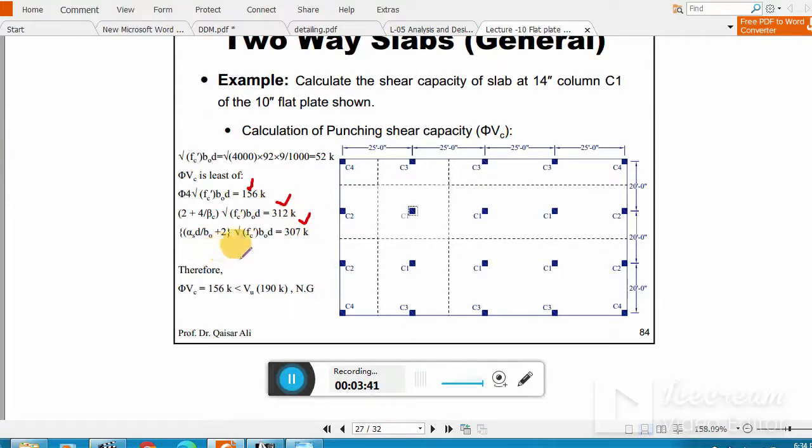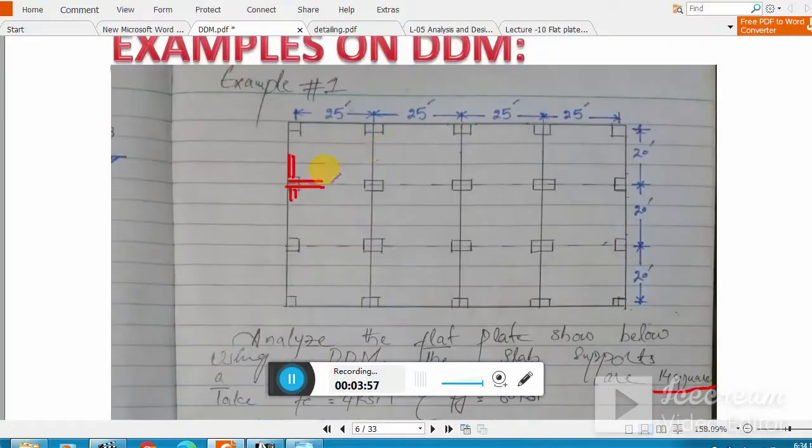Okay, and after this you have to choose the minimum value, that is 156. Now 156 governs. Compare this against VU and you see 190 kip, which is not good. This means that this example needs shear reinforcement.